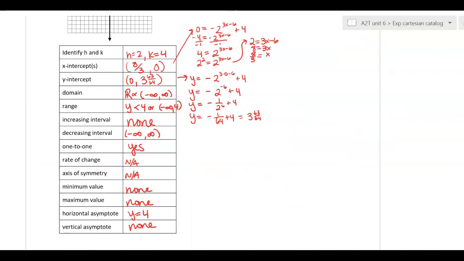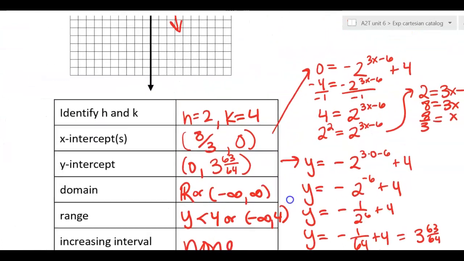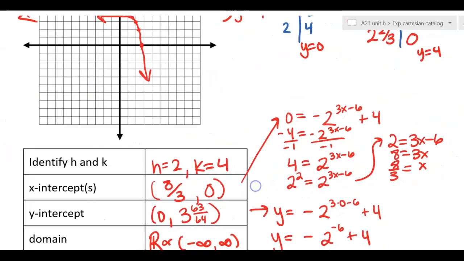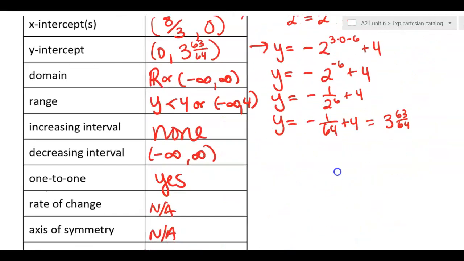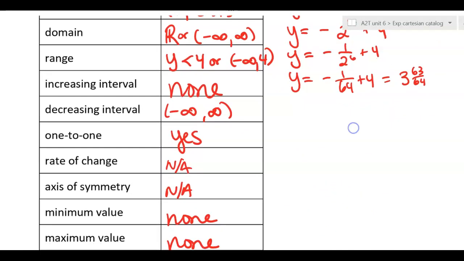And let's just check the characteristics, and I'll talk specifically about X and Y intercepts in a minute. So our H and K values were 2 and 4. We're just literally picking out the H and the K from the equation. All right. I'll come back to X and Y intercepts.